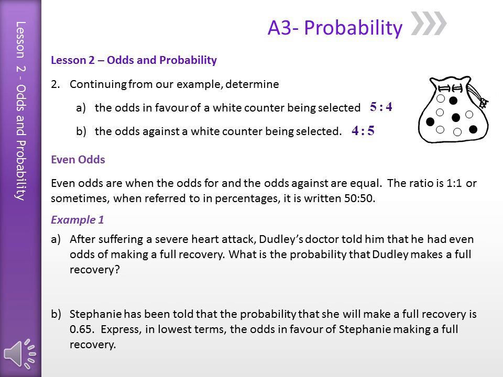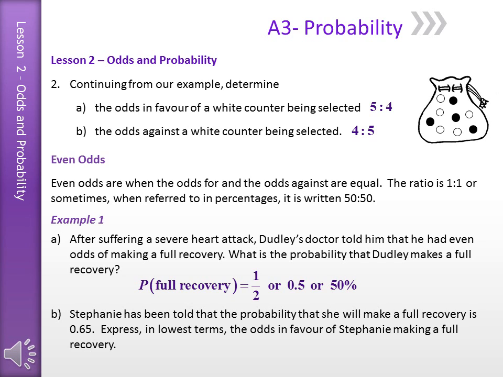Example 1. After suffering a severe heart attack, Dudley's doctor told him that he had even odds of making a full recovery. So what is the probability that Dudley makes a full recovery? Well, if it's even odds, his probability would be 1/2. Could also be written as 0.5 or as 50%.